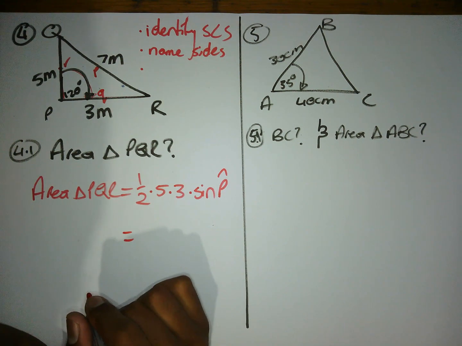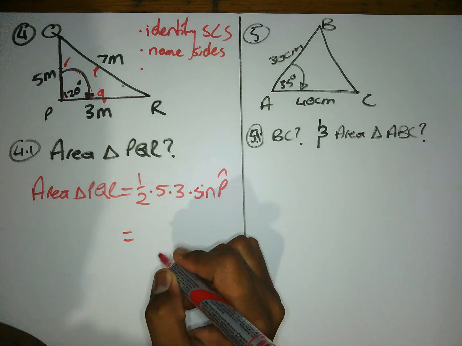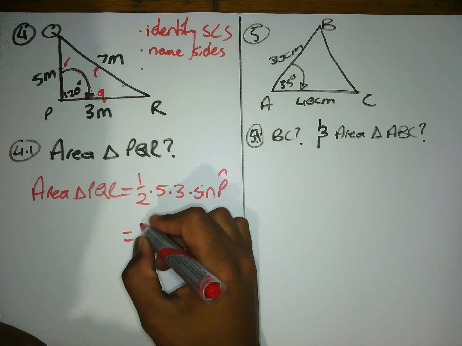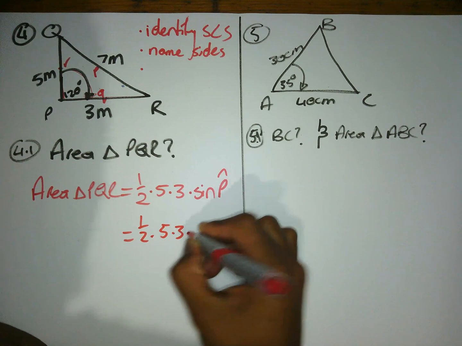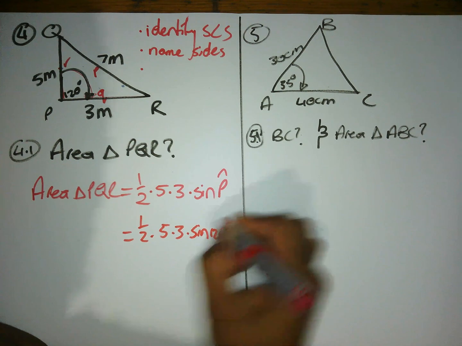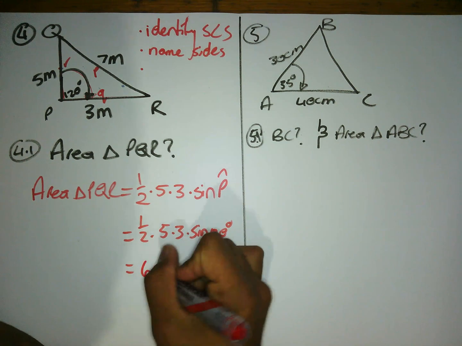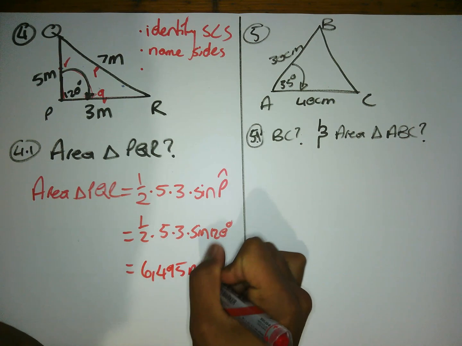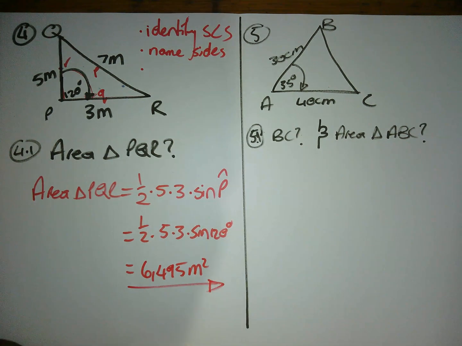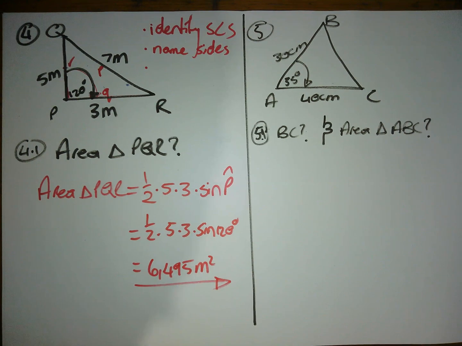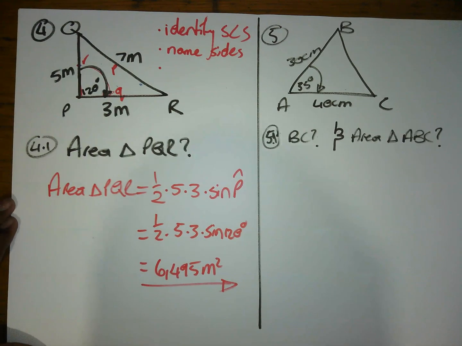Alright? So yeah, I should have just done it nicely one time. So half, 5 times 3 times sine of 120 degrees. And my answer is going to be 6.495 meters squared. Straightforward, right? Is everybody okay with this? Because I want to introduce the other area calculation we have. I want someone to do it on the side here.